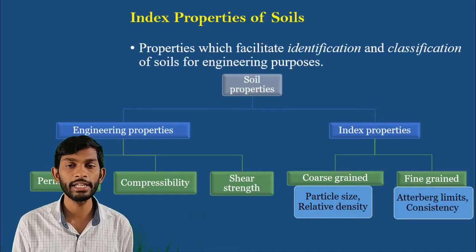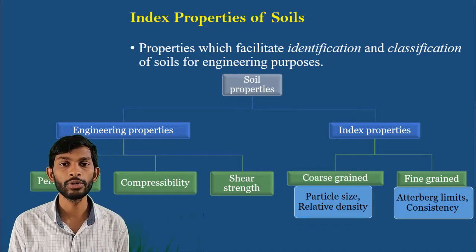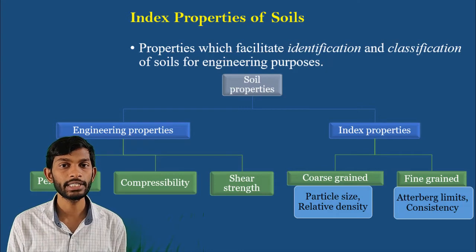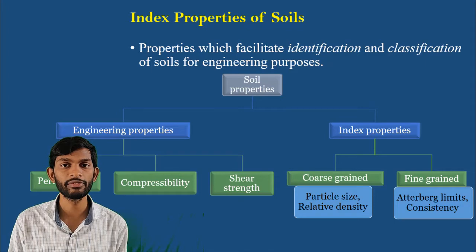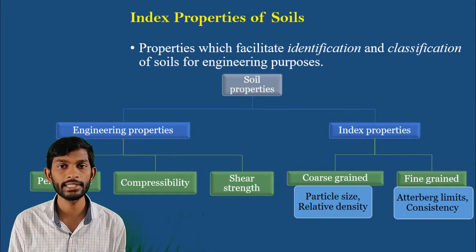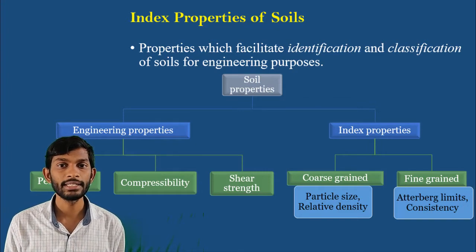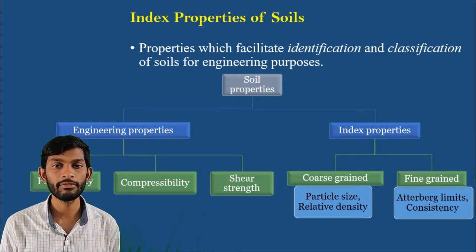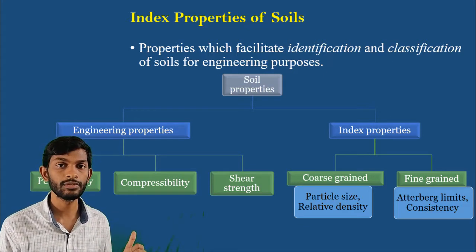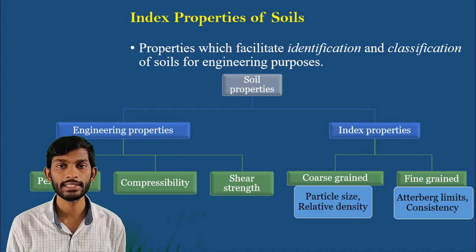But when it comes to the fine grained index properties, we have two types. One is the Atterberg limits. Atterberg is the name of a scientist who classified the soil into different states. So we'll talk about that at a later stage. So the first property is Atterberg limits and the second one is consistency limits. Okay. So this lecture will focus on the discussion of the Atterberg limits and consistency limits. They both are the same, but it depends on various properties. So we'll talk about Atterberg limits and consistency limits now.